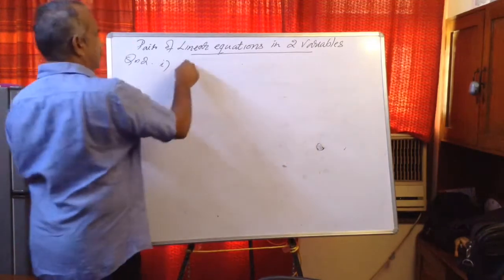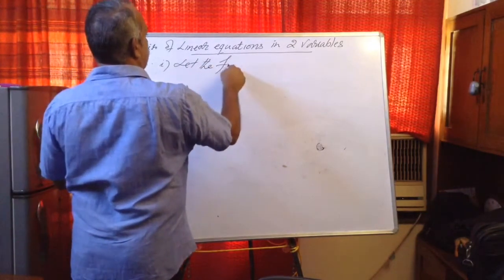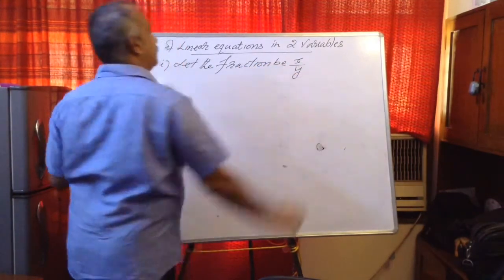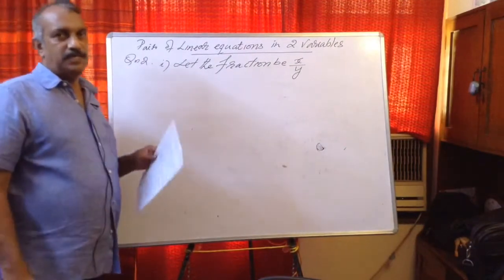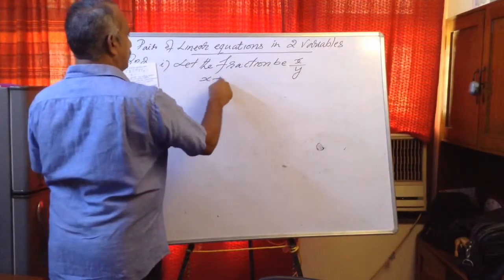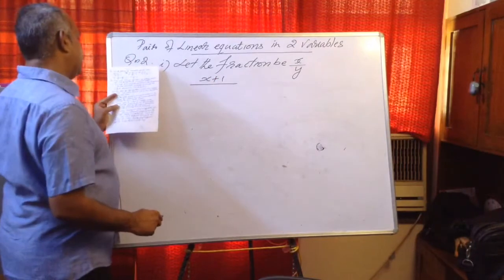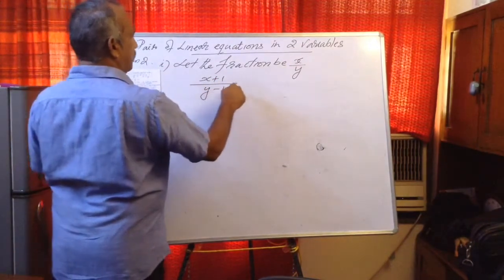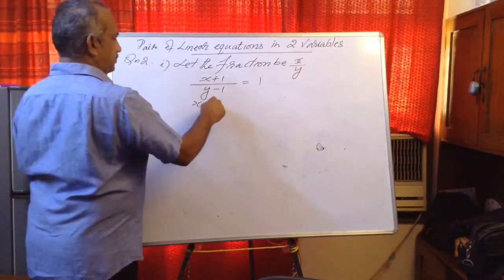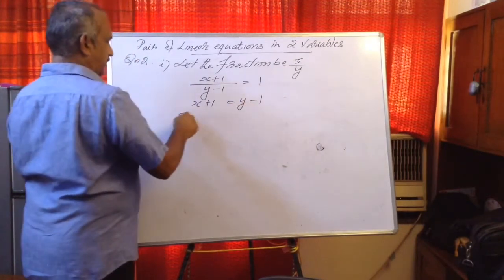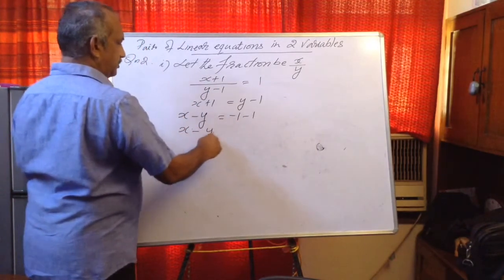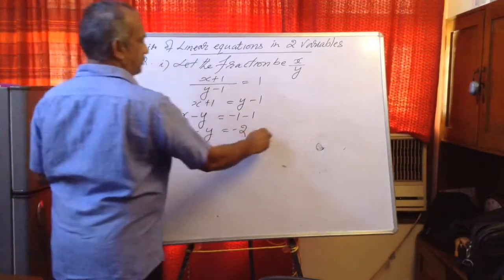Find the fraction. So first we'll assume, let the fraction be x upon y. Otherwise you can assume separately, let the numerator be x and denominator be y. Now the first case says, if we add 1 to the numerator and subtract 1 from the denominator, (x plus 1) upon (y minus 1) is equal to 1, the fraction reduces to 1. Cross multiply, x plus 1 is equal to y minus 1, or x minus y is equal to minus 1 minus 1, x minus y is equal to minus 2. So this is the first equation.